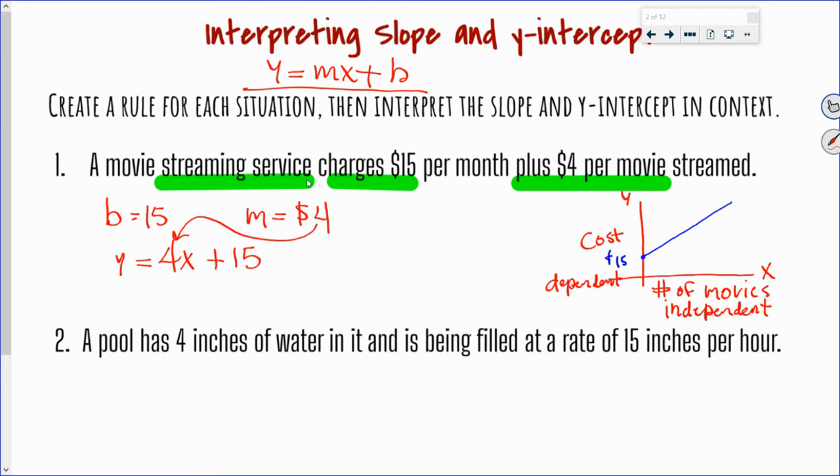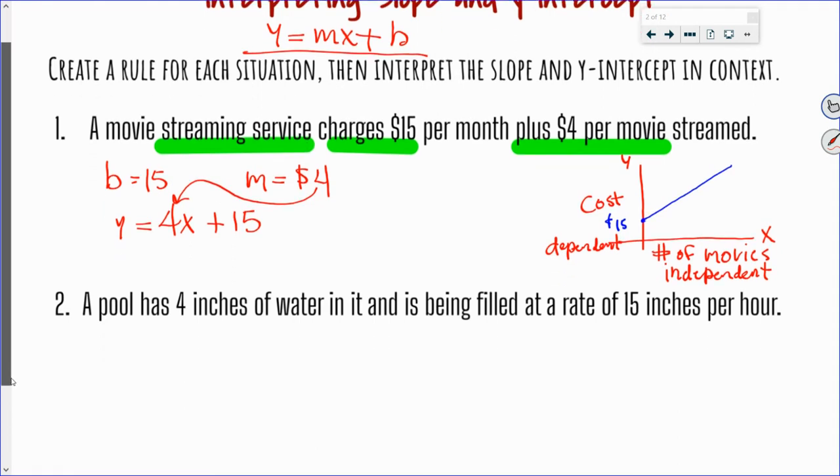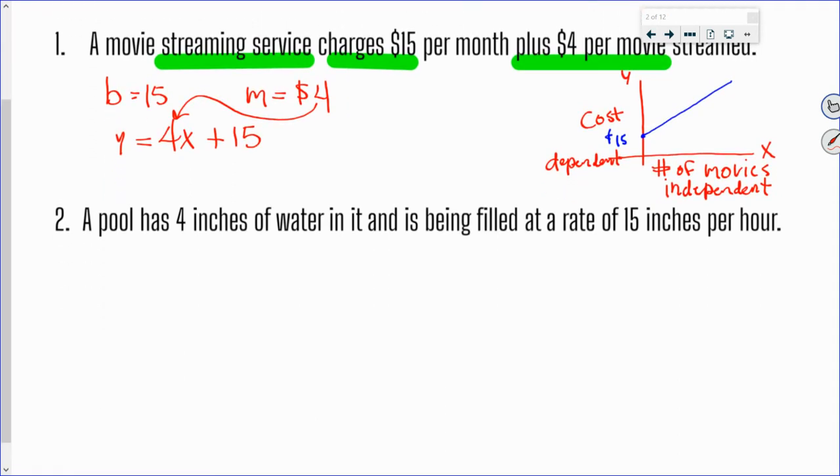All right, so look at number 2. A pool has 4 inches of water in it. It's being filled up at a rate of 15 inches per hour. Now think about that if I graphed it. On the x-axis, my independent variable, usually time. And my y-axis is how deep, or the depth of the water.